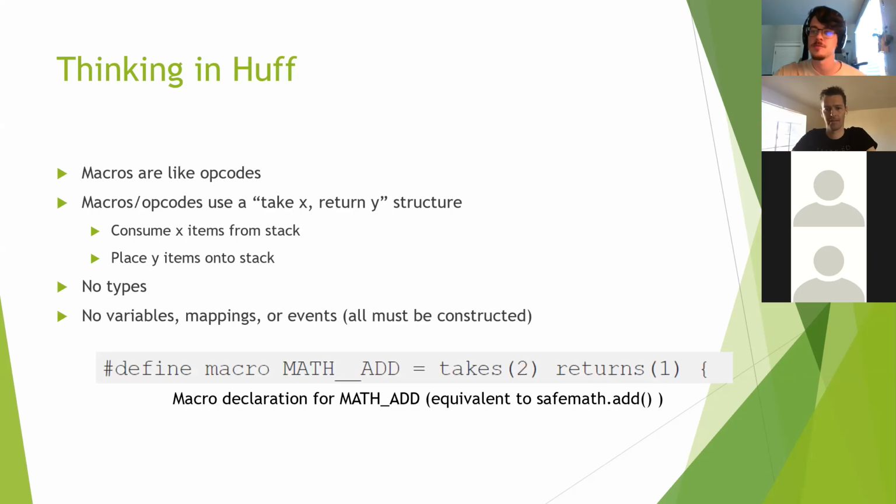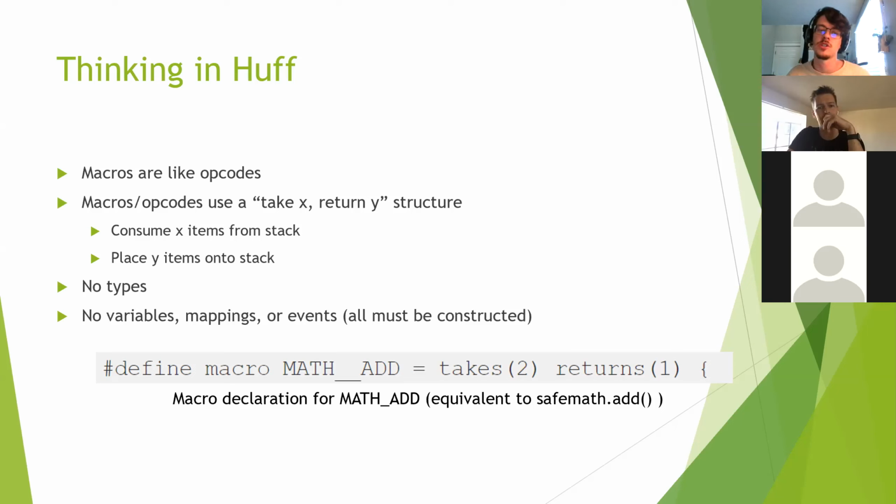So that brings me to my next slide, which is thinking in Huff. Macros are a lot like opcodes. Every opcode will potentially take some items off the stack and add some items to the stack. Sometimes it'll add 0 items to the stack. Sometimes it might take 0 items. I'm actually not sure if that's true, if there are any that take 0 items, but macros are the same way.